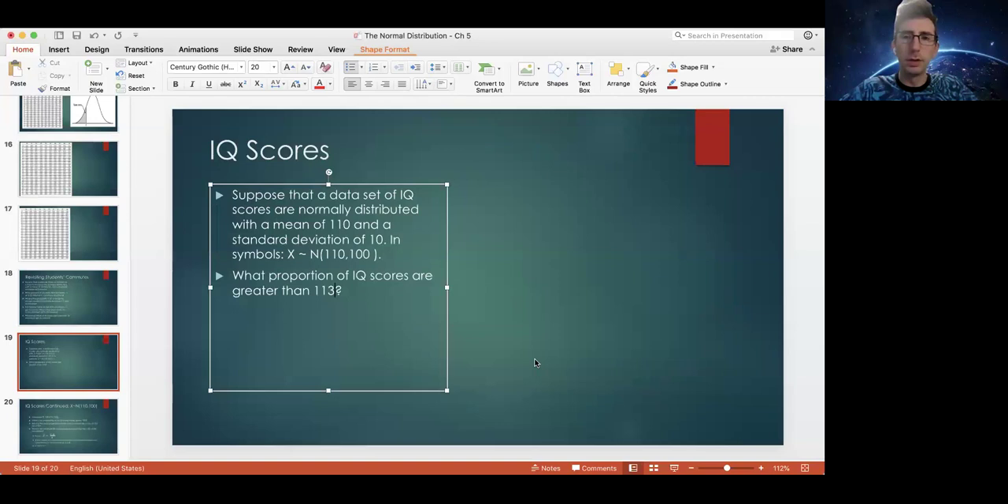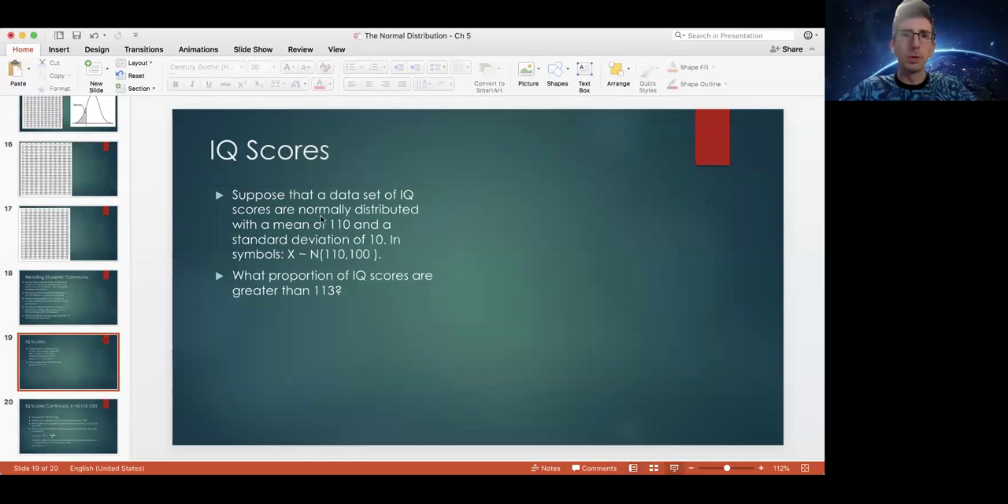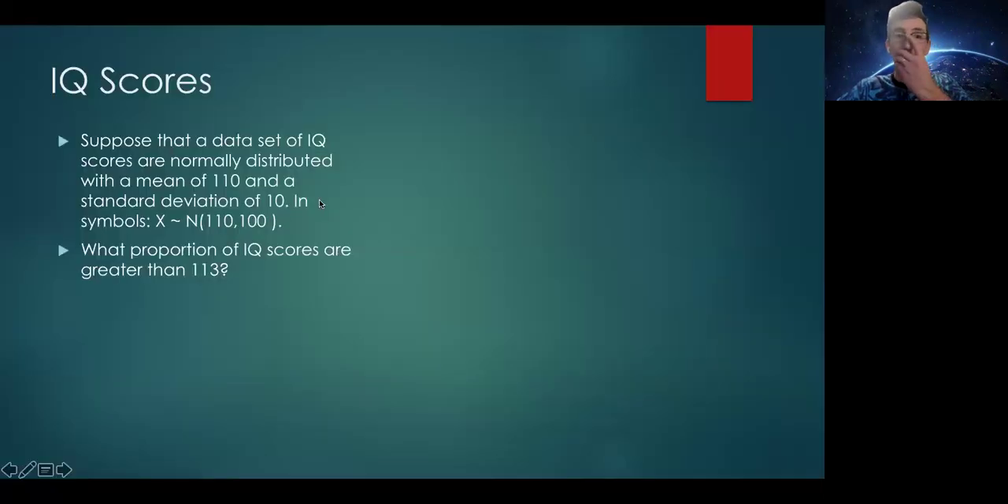Okay, I'm actually going to change this. Let's change it to 113. Sorry about that. Okay. 110 would have been a little too easy. Leave it to you to see if you can figure out why.